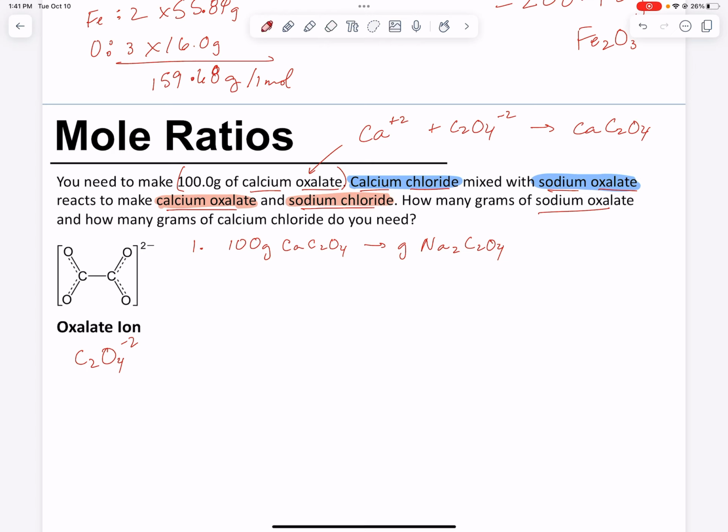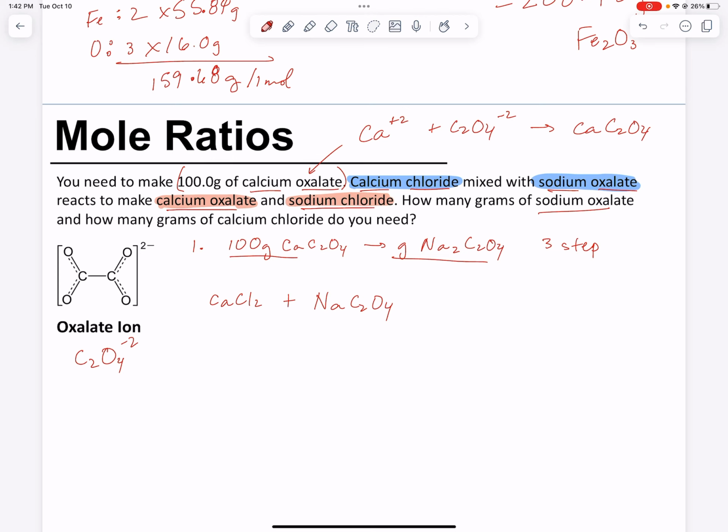All right, so notice this is a grams to grams problem. This is going to be a full 3-step or 3-part problem. However, we need a balanced chemical reaction before we can do anything. So let's write out in blue our reactants. So we know calcium chloride and sodium oxalate.